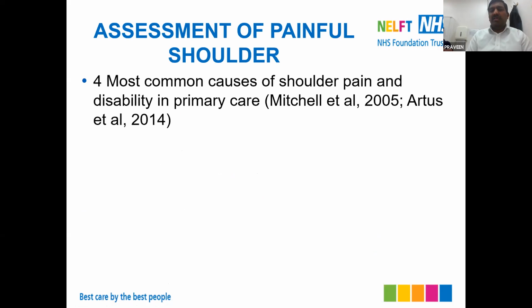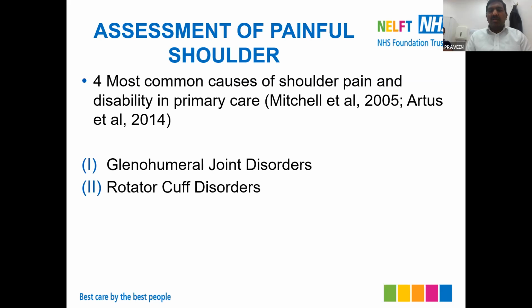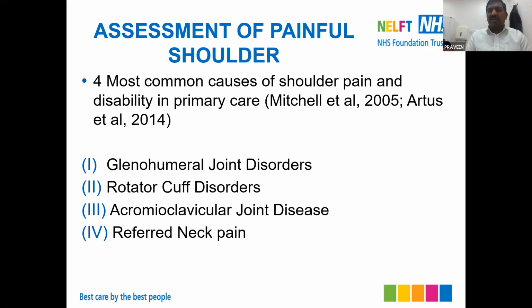Assessment of the painful shoulder. Mitchell et al. and Artis et al. state that there are 4 most common causes of shoulder pain which are seen by medical practitioners in primary care. And they classify it as glenohumeral joint disorders, rotator cuff disorders, acromioclavicular joint disease, and pain which is referred from the neck.